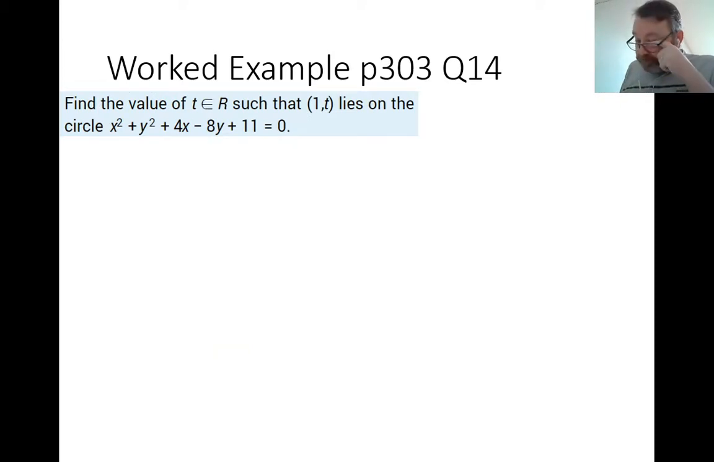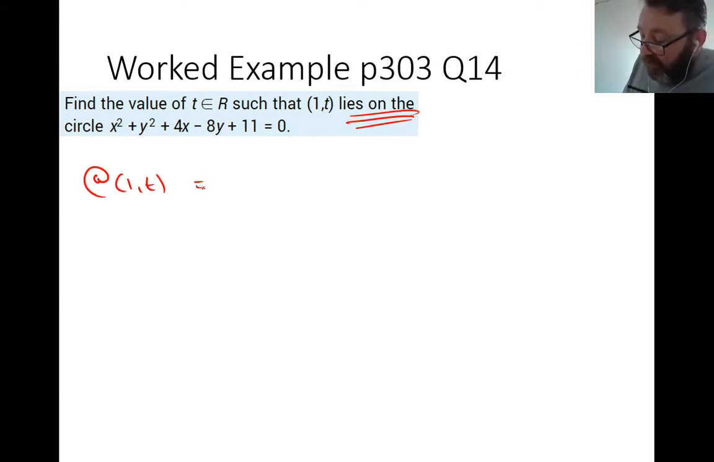Okay, final example. Find the value of t, element of R, such that (1, t) lies on the circle x squared plus y squared plus 4x plus 8y plus 11 equals 0. Same thing again. If that point lies on the circle, then at the point (1, t), this equation will be satisfied. So all we do is take the two values and shove them into the equation. 1 squared is 1, t squared is t squared, 4 1s are 4, minus 8t is minus 8t, plus 11 is equal to 0. See what happens?